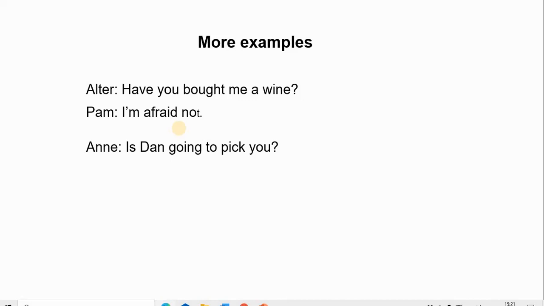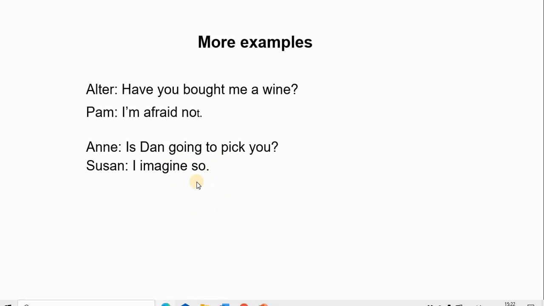Anne asked, "Is Dan going to pick you?" And Susan replies, "I imagine so." So I imagine that Dan is going to pick me. So yes, I think that Dan is going to pick me. It is a verb followed by so.